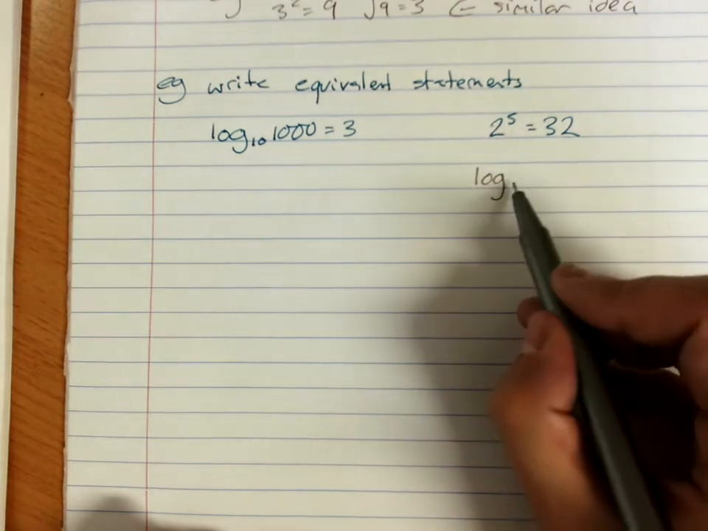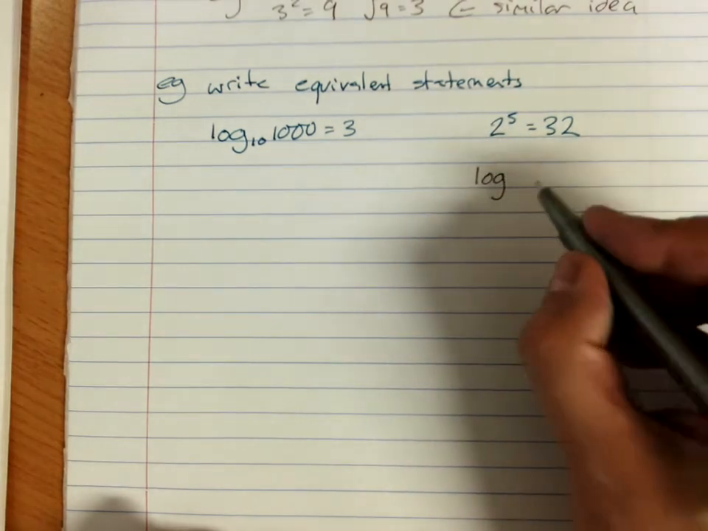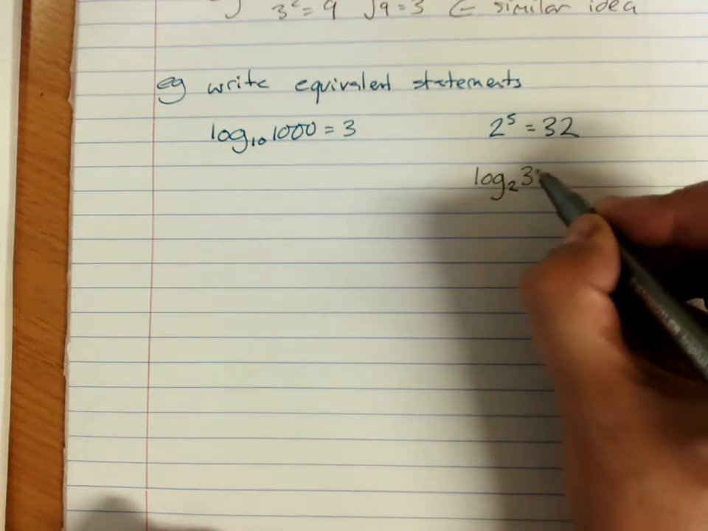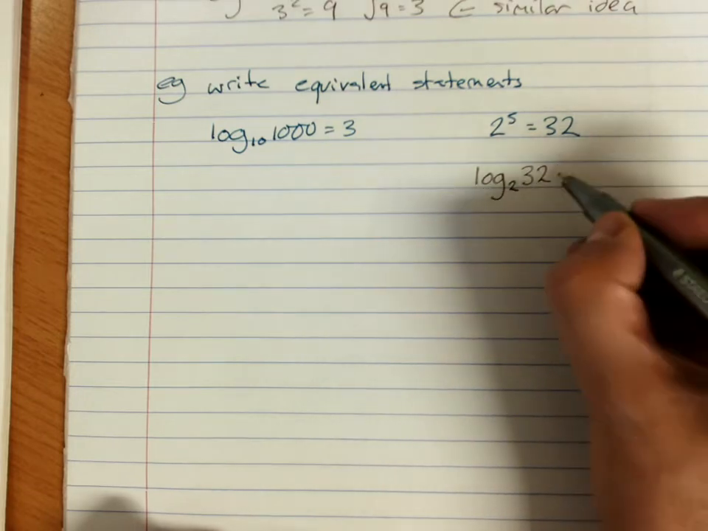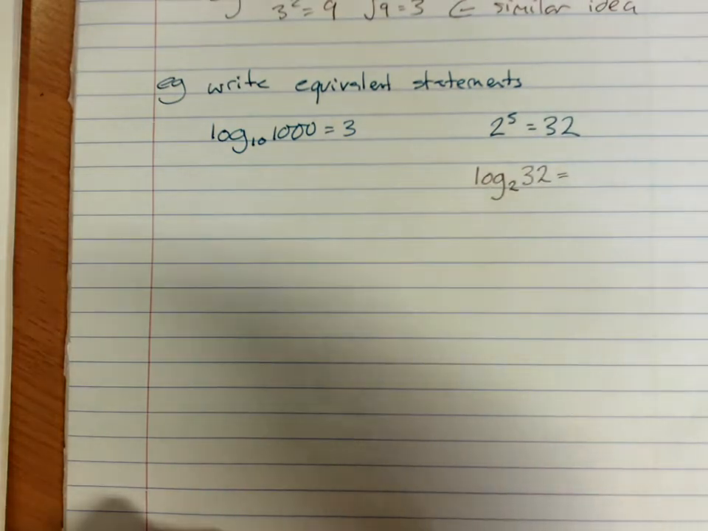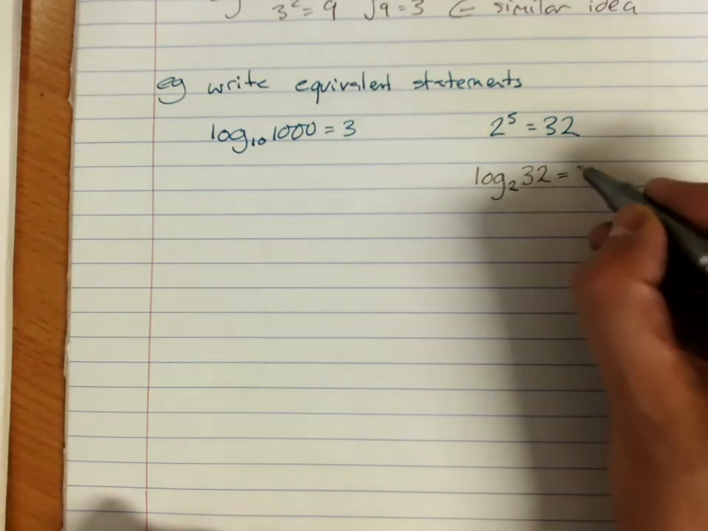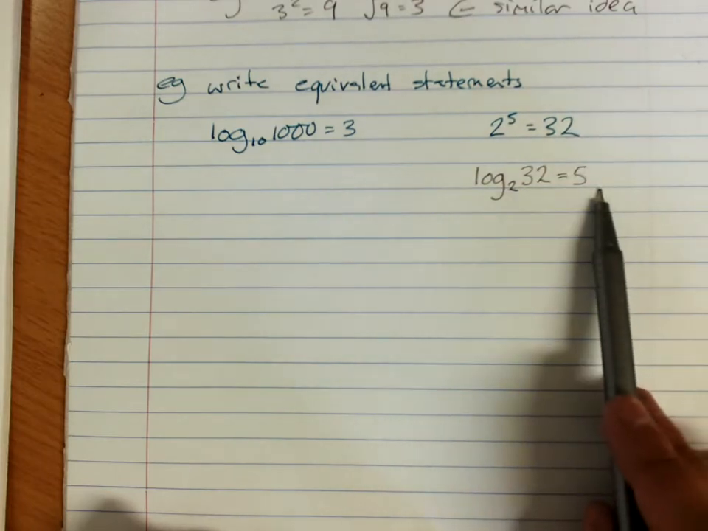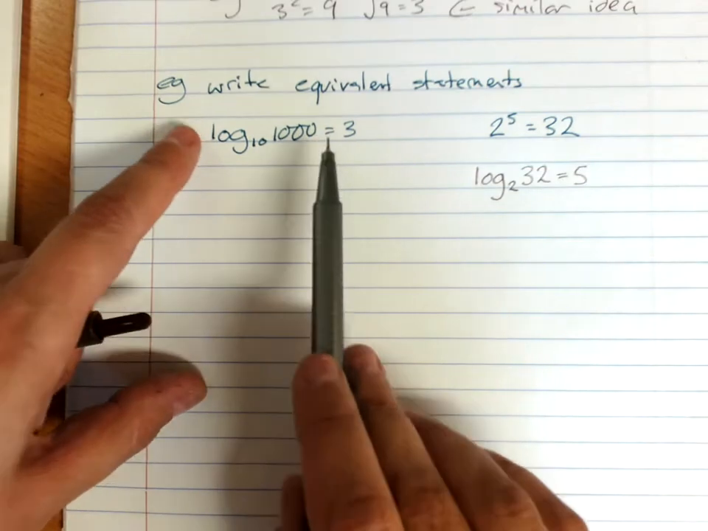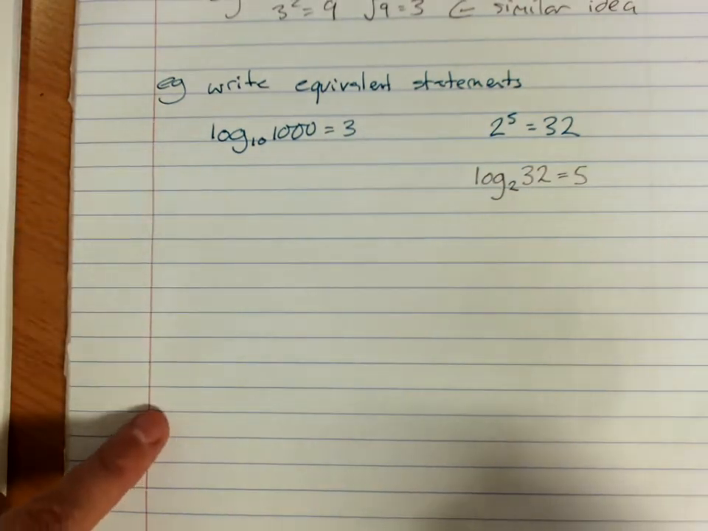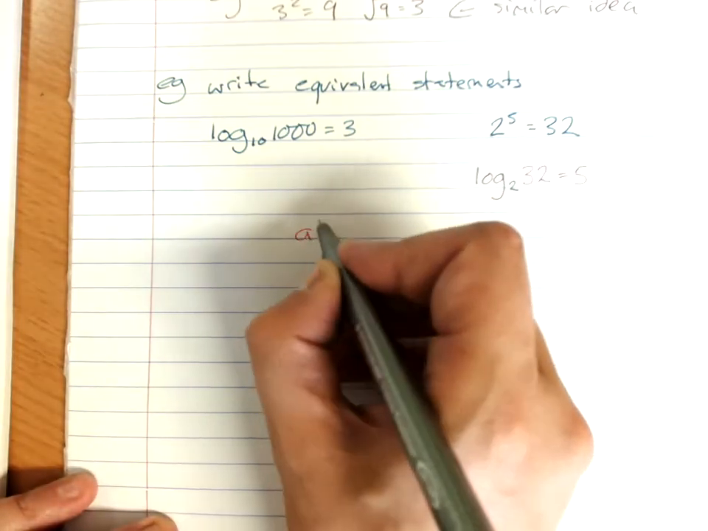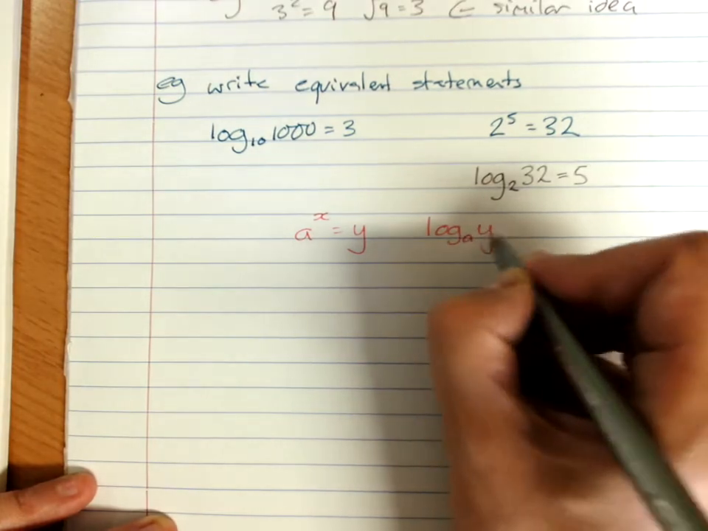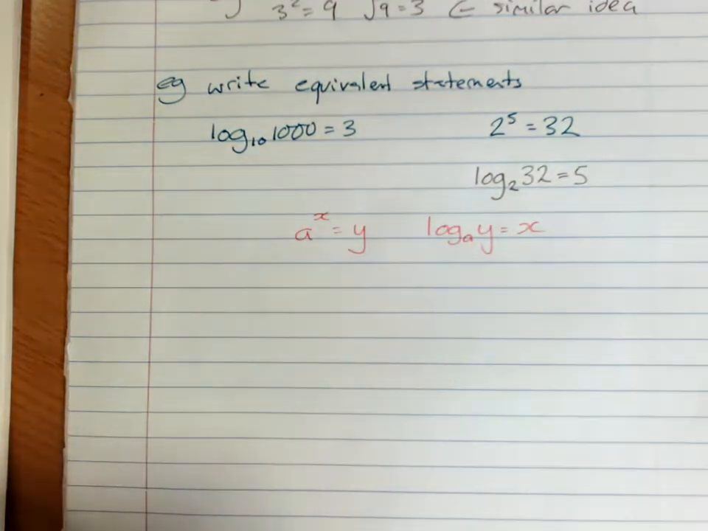Log, the base of your log is the base number, so 2. The resulting numeral, so this is log 32 to base 2, is gained by what power of 2? By the 5th power of 2. So we need to be able to go from index form to log form, and from log form to index form. I'll write it so you can see it again, because remember we're still using this rule, a to the x equals y, or log base a of y equals x. These are equivalent statements.